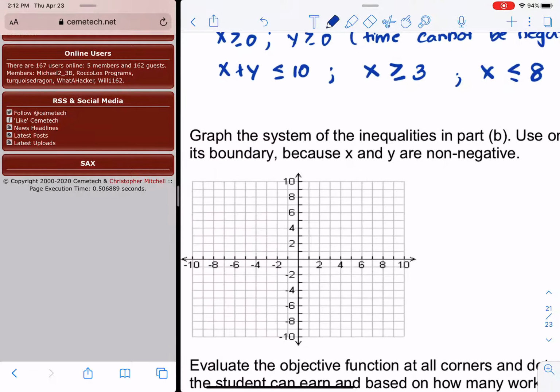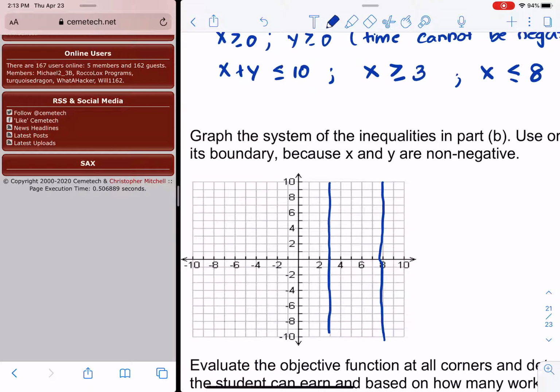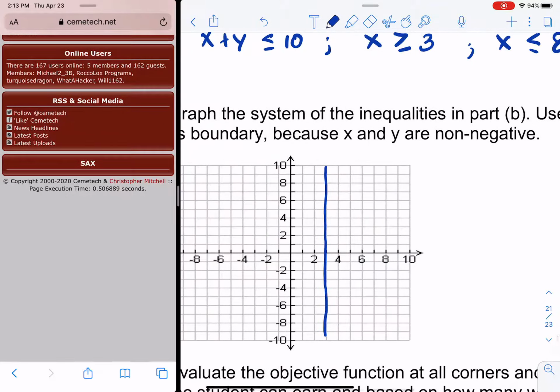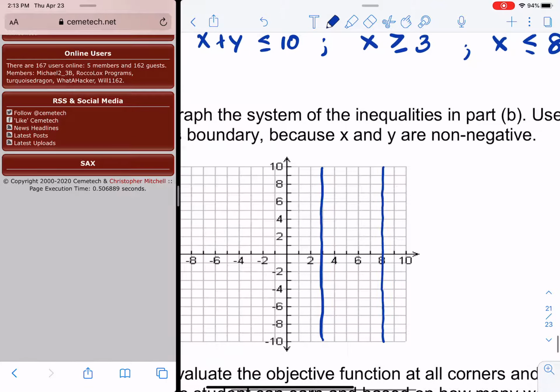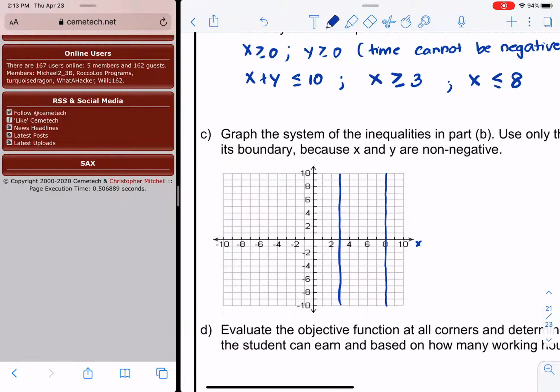So the first two, x greater than or equal to 0 and y greater than or equal to 0, simply imply that the feasible region has to be in the first quadrant, which is right here. I'm going to go ahead and draw the other constraints, which are x greater than or equal to 3 and x less than or equal to 8. So whatever feasible region is going to pop up, it's got to be between those two lines, because x has to be greater than or equal to 3 and less than or equal to 8.